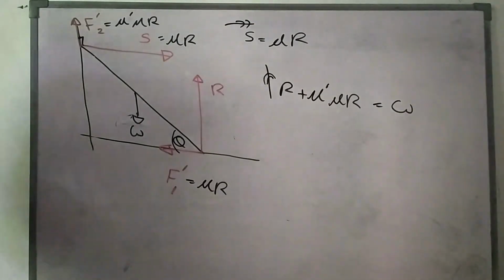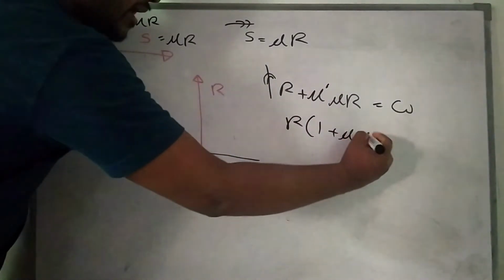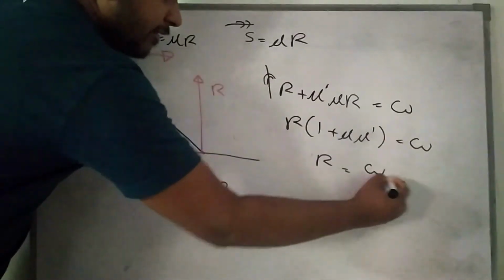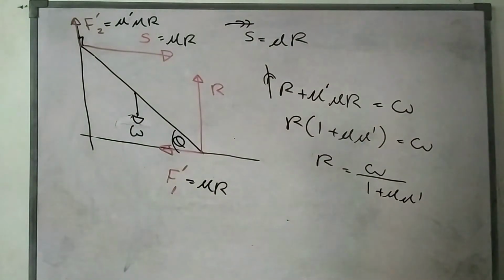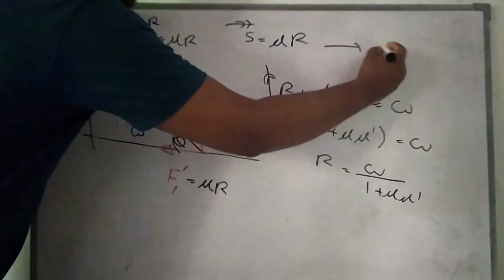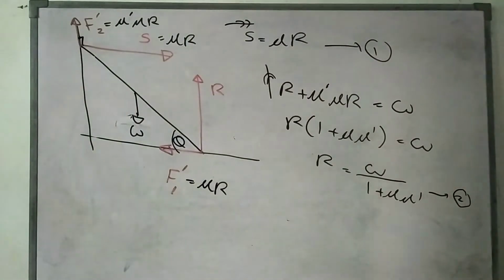Then you can take R out. 1 plus mu dash equals W. R equals W over 1 plus mu dash. This is my second equation. So we have now S and R both. So two components are taken. The next step is taking a moment at some point.